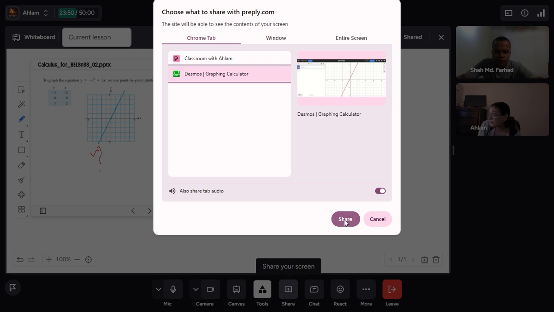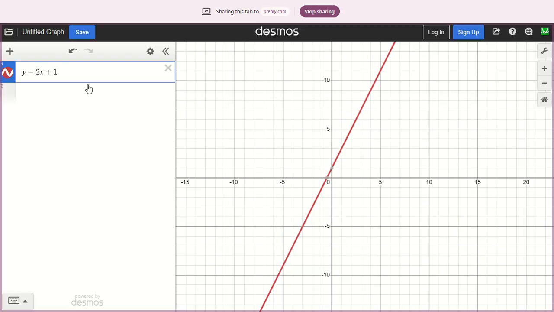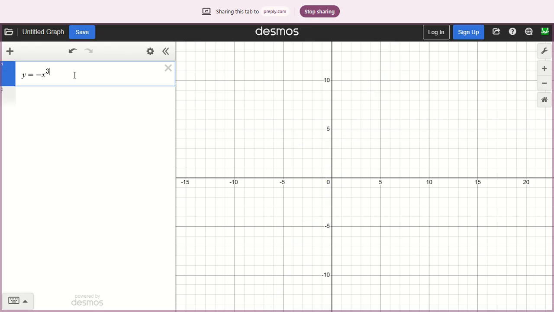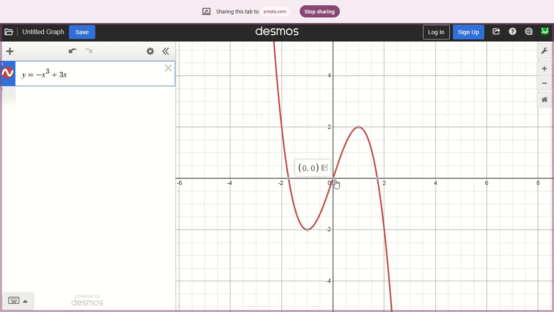Now if we go to Desmos, we can see y equals negative x cube plus 3x. So what type of function is that? Yeah, it's not correct.